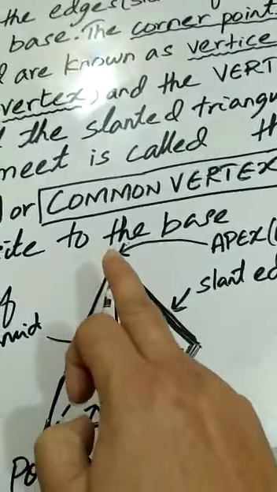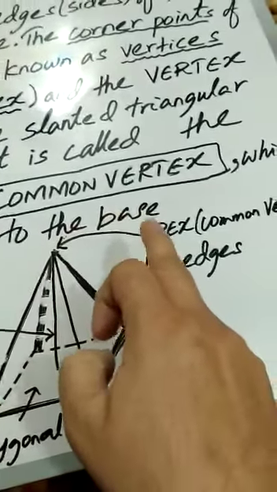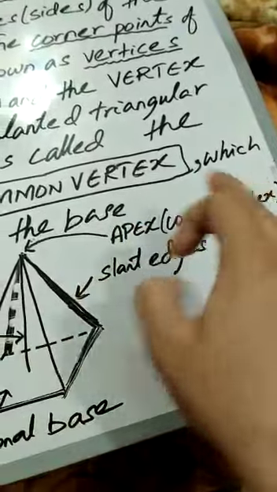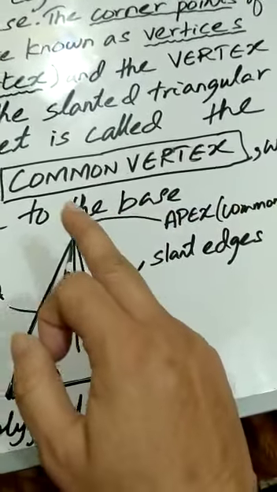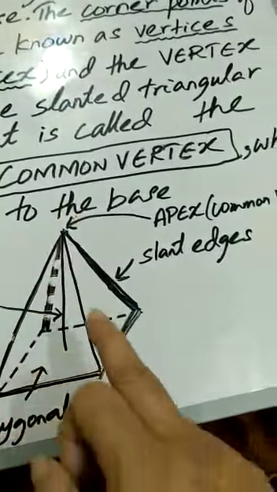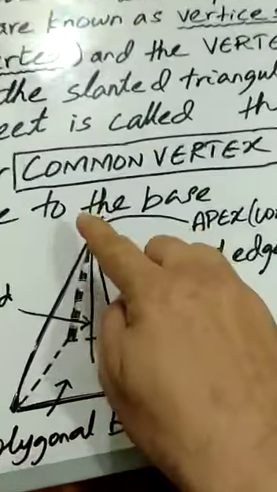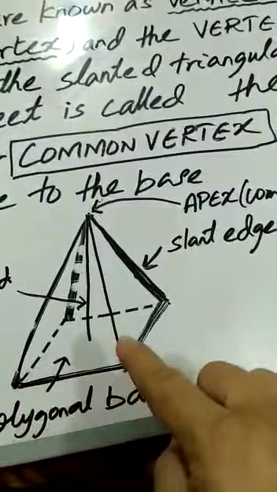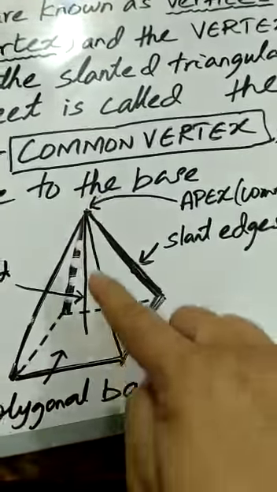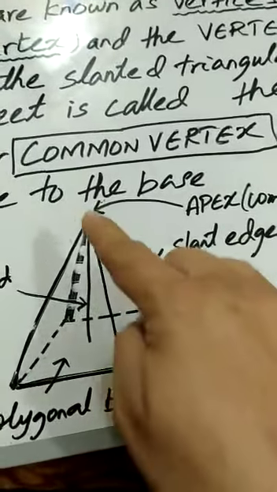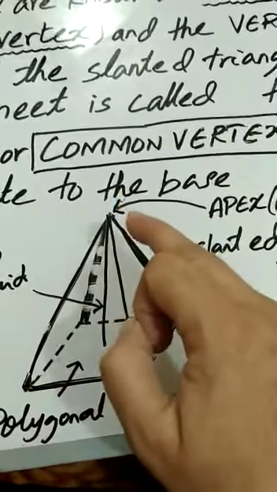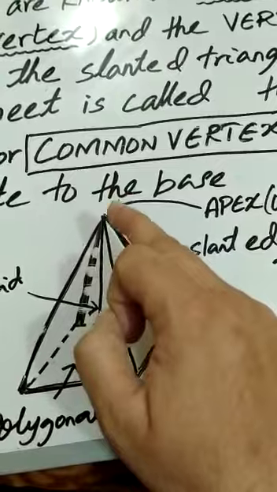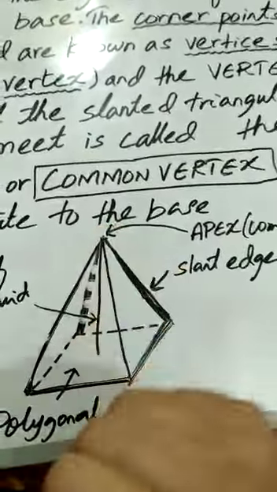Why do we call it common vertex? Basically its original name is apex, but most teachers call it common vertex. What is apex? The vertex or the corner where all the slanted triangles meet each other. This is the point where the first slanted triangle, second slanted triangle, then the third slanted triangle, and this fourth slanted triangle all join at this vertex. So we call it apex or common vertex.